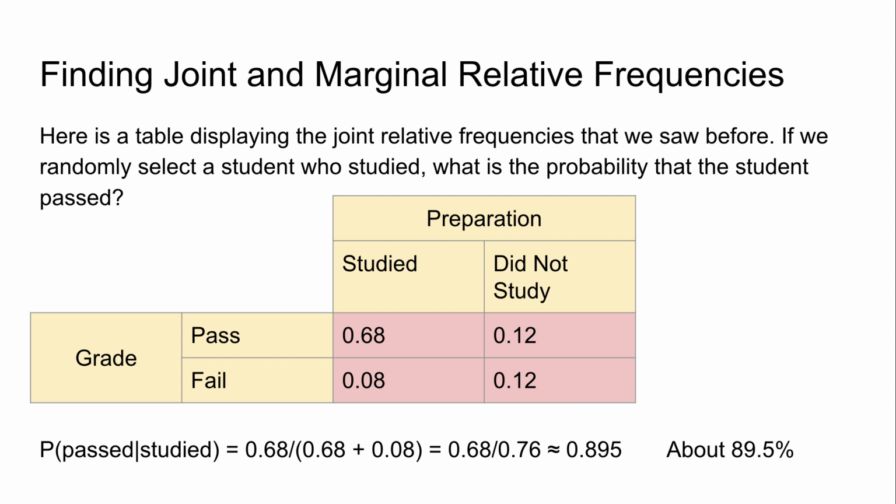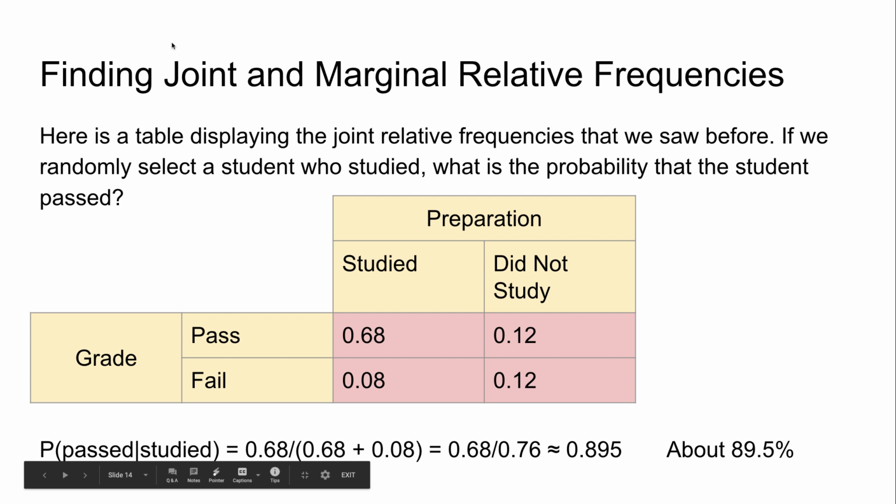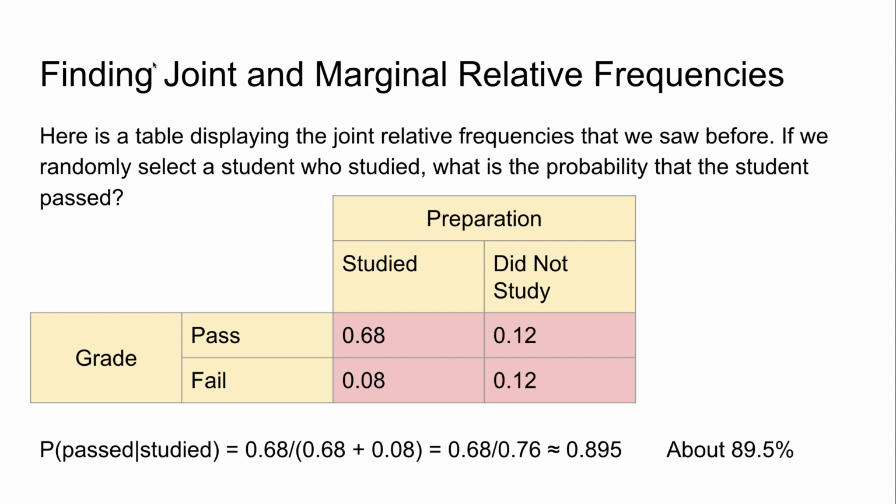Okay, so what if it asks you problems about joint and marginal, finding these conditional relative frequencies? I admittedly have just realized that my title is a little bit off here. It should say something like finding conditional relative frequencies. So I'm very sorry about that. But anyway, the question and the strategy are fine.